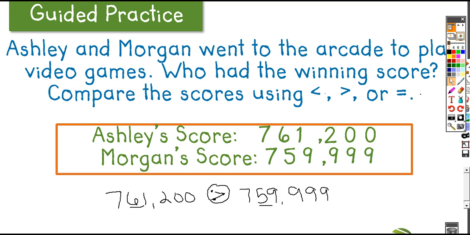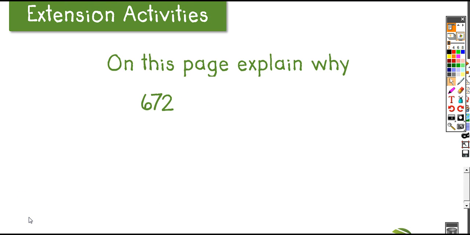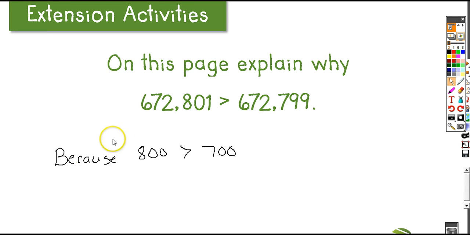Let's keep going. Okay, we're going to do an extension activity. On this page, I want you to explain why 672,801 is greater than 672,799. Pause the video and do that, please. All right, you should have something like the reason why is because 800 is greater than 700. That was the place where we had to look to see where they were different, was in the hundreds place. So if you came up with that answer, you were correct.